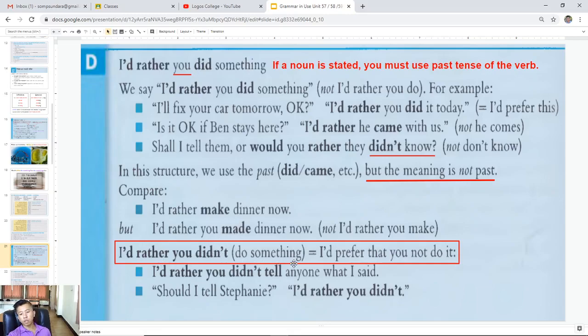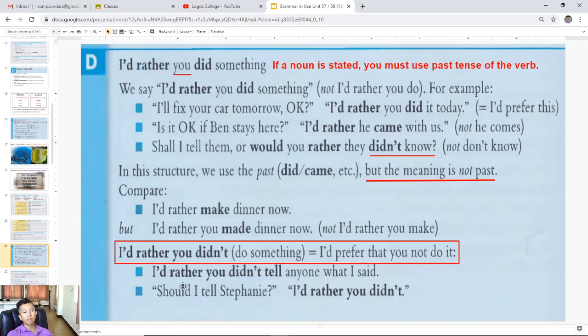Let's look at when you prefer someone not do something. I prefer you didn't do something. I prefer that you not do it. Right? So remember, when we use a negative in English, we use the verb do. The past tense of do is did. So when we say did not, we use a structure: I'd rather you didn't do something.